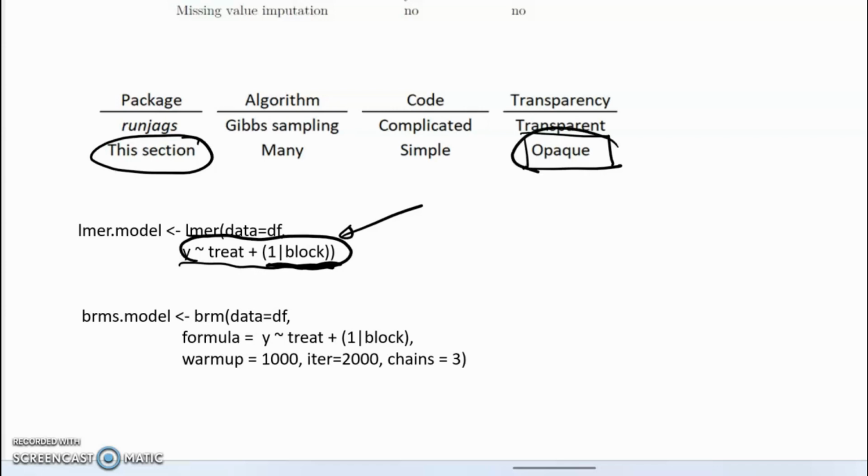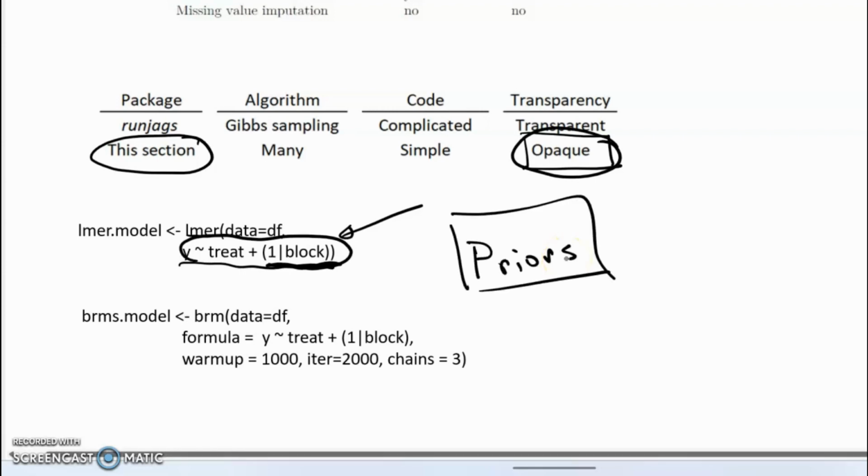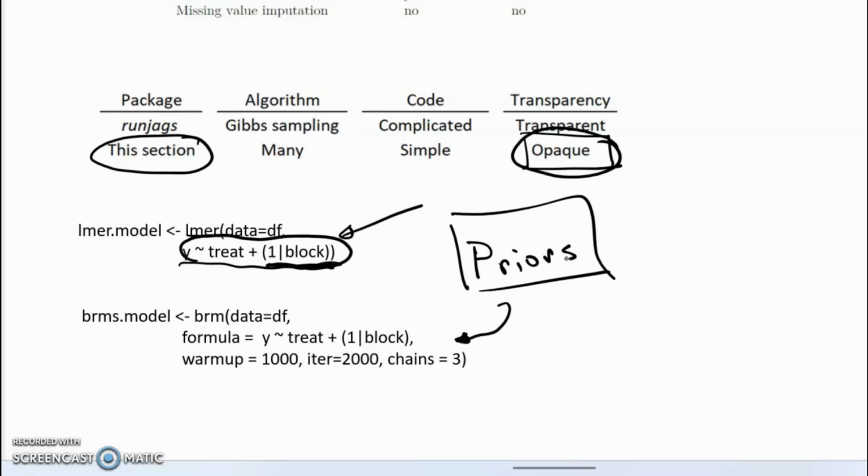The second level of opacity is, how is the Bayesian analysis being done? We spent a lot of time talking about priors. Well, there's no prior specification here, so without some effort, you really don't know how those priors are being chosen. We've got this thing called warm up. Well, when we did runjags, we talked about burn-in versus adaptation. So what is warm up? Is it this, is it both?